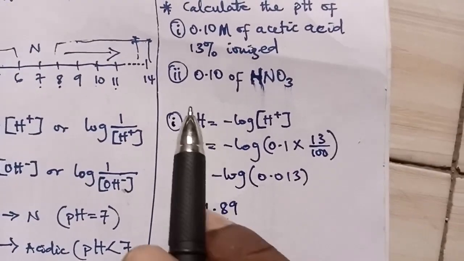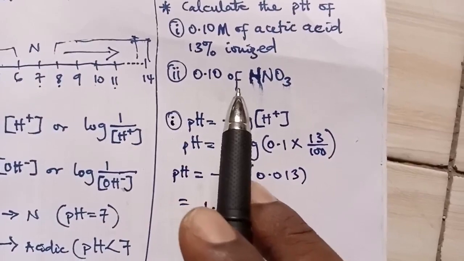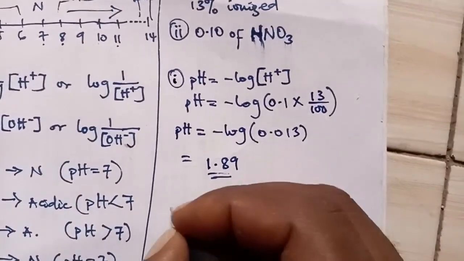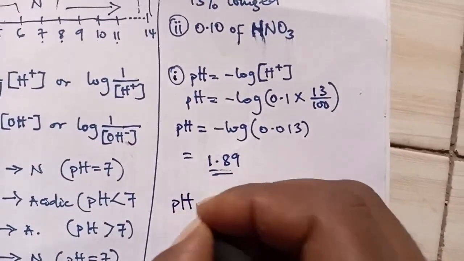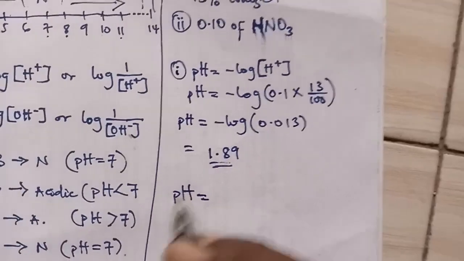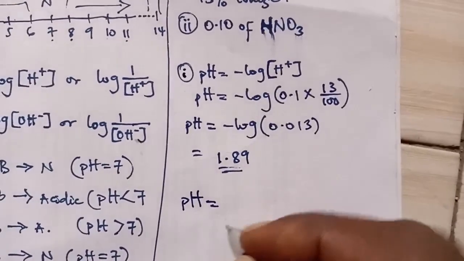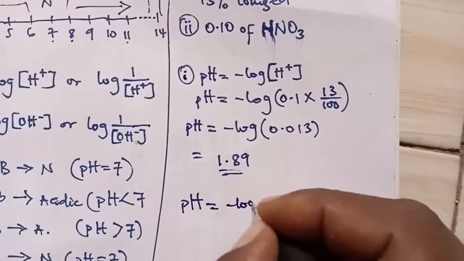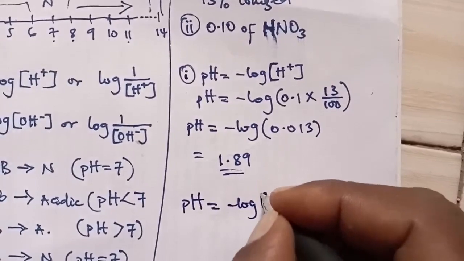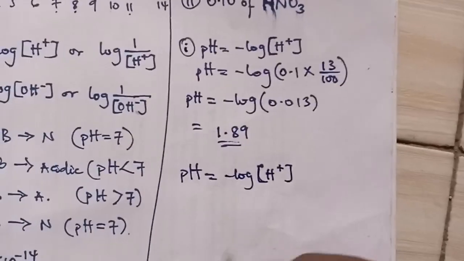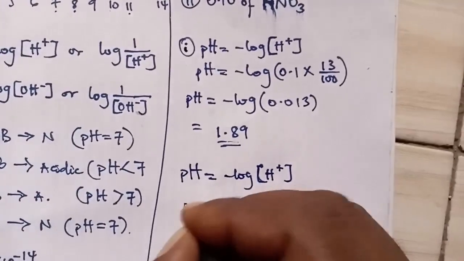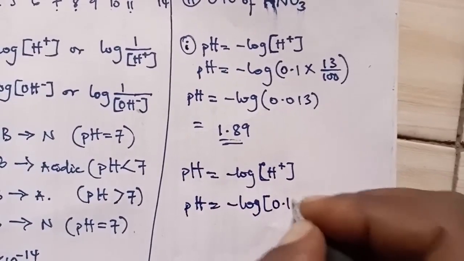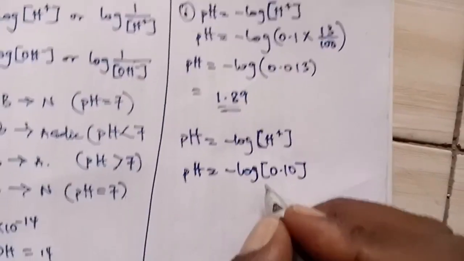Likewise, the second one says we should calculate the pH of 0.1 molar of HNO3. Now HNO3 is an acid, so we're looking at pH is equal to negative log of hydrogen ion. So that's what we're looking at. So simply we say pH is equal to negative log of 0.10. And when we press that, we're going to get 1.